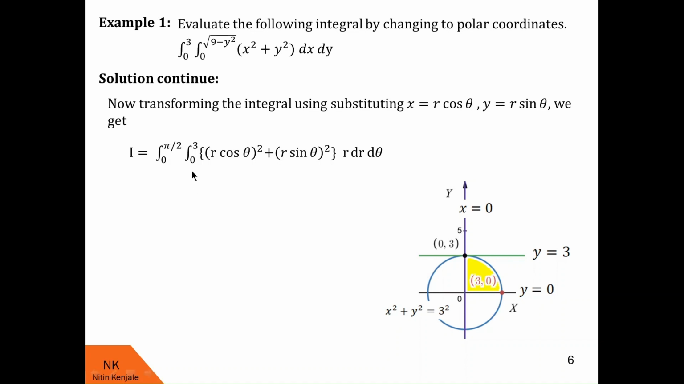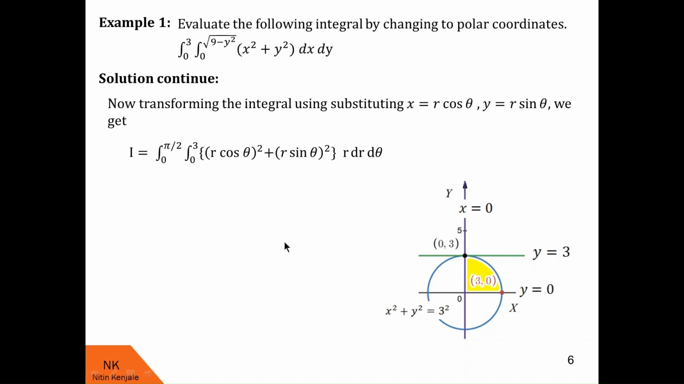Note that these limits can also be found out by observing the region of integration. Here you can clearly see that modulus r varies from 0 to 3 over this circle, and theta varies from the positive x-axis to the positive y-axis, that is from 0 to pi by 2. By practicing more such examples, you will be able to find these limits of r and theta by observing the region of integration.